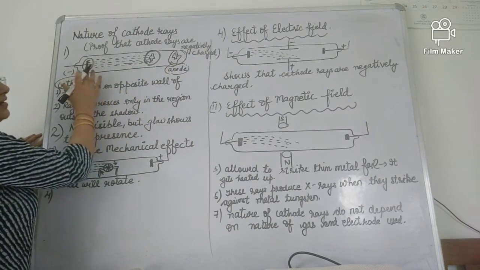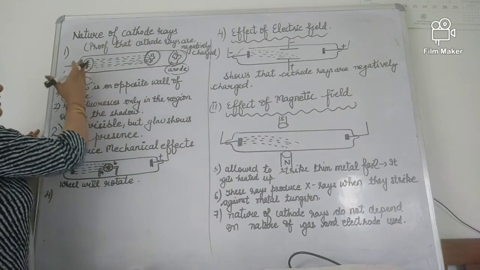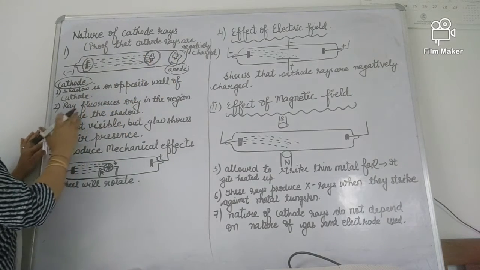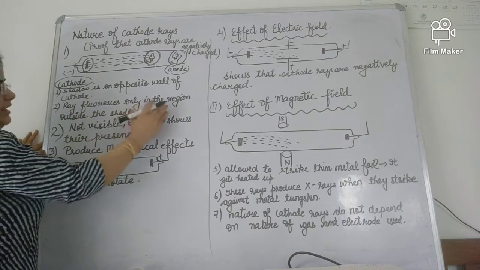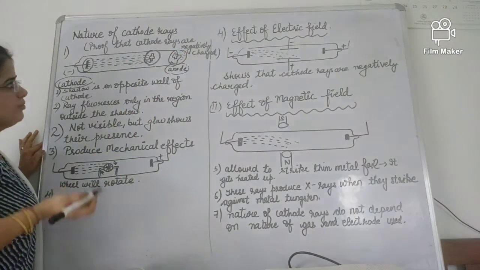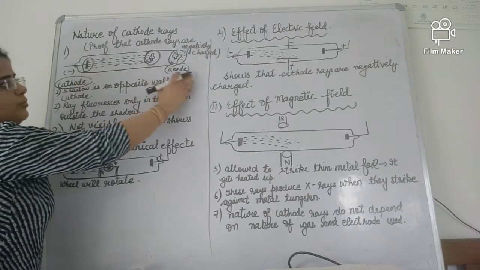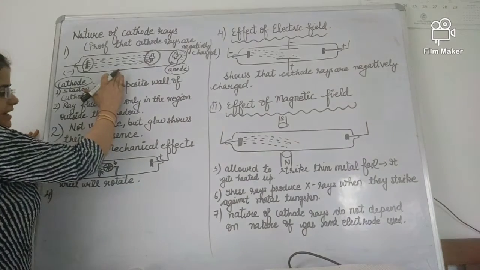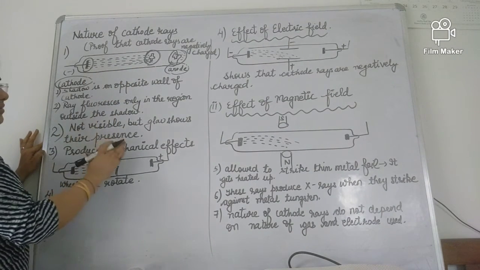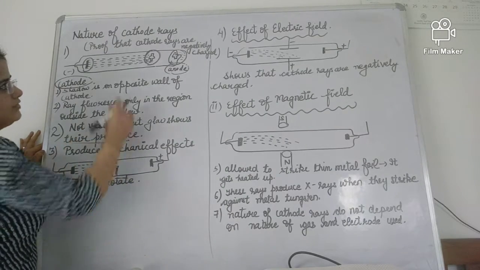This shows that the rays are coming in a straight line, from the cathode towards the anode, and the rays cause fluorescence only in the region outside the shadow. Here some glow can also be observed. This shows that the rays are coming from the negative to the positive side, so they are negatively charged. The rays are not visible, but when there is glow, the glow shows you the presence of the rays.